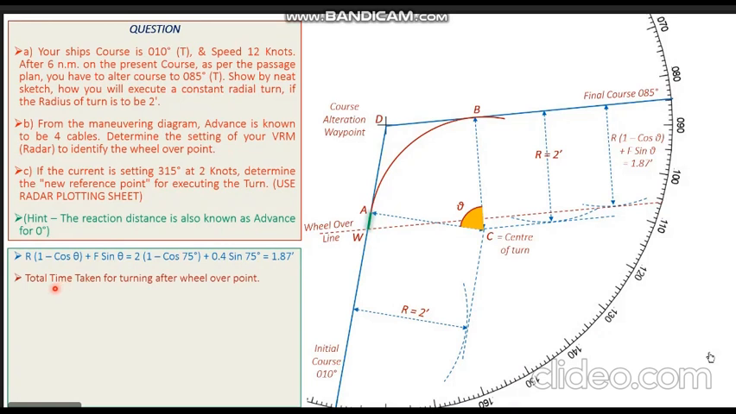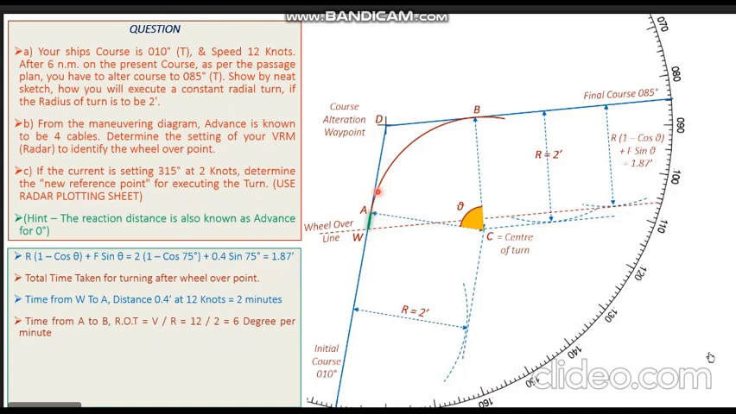Now the total time taken for turning after the wheel over point is given by, first of all, going from W to A, Whiskey to Alpha. The total distance to be covered is 0.4 miles or 4 cables, and the vessel is moving at a speed of 12 knots. So at a speed of 12 knots, covering a distance of 0.4 miles will take 2 minutes. So the vessel requires 2 minutes to reach from Whiskey to Alpha. That is the green color track on the plot. I'm showing it with the laser pointer.